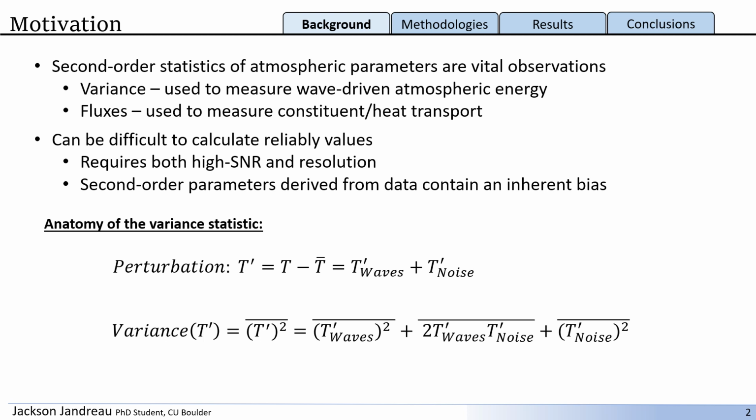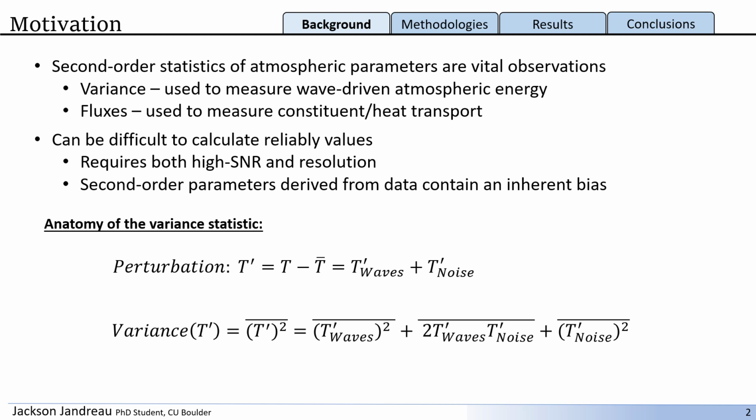To understand this, let's first look at the anatomy of the variance term. Mathematical variance can be found by averaging the squared perturbation of a parameter. We can calculate the perturbation simply by subtracting the background, which can be found by time averaging the signal. This perturbation will then contain two components, a portion representing the deviation from the mean caused by atmospheric waves and real perturbations, and another portion representing deviation from the mean caused by noise in the signal.